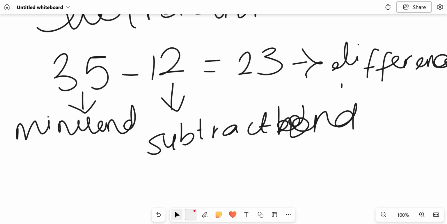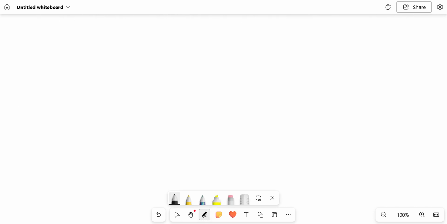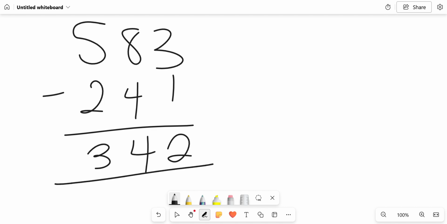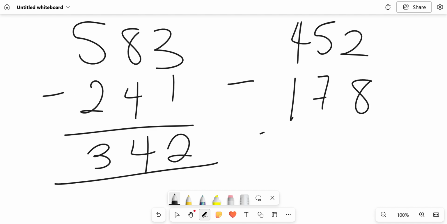Okay, so let's try subtracting larger numbers. Take, for example, 583 minus 241. 3 minus 1 is a 2, 8 minus 4 is a 4, 5 minus 2 is a 3. That's 342. Let's take, for example, what if we were told to do 452 minus 178?